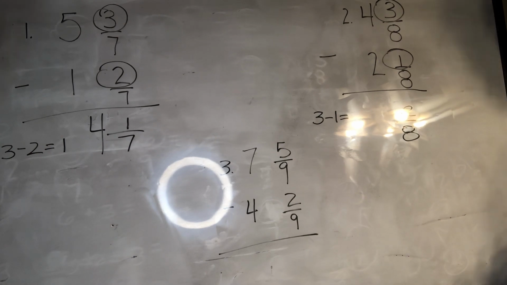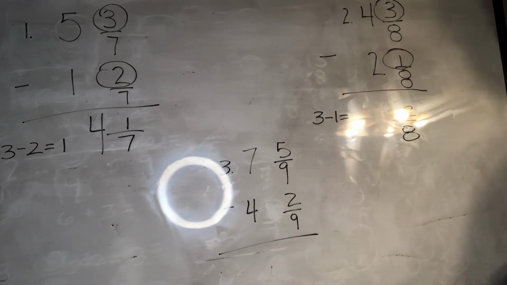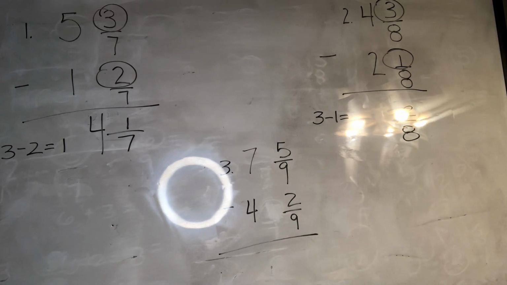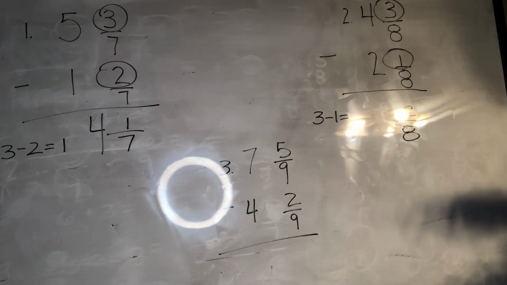Is there anything that you notice about 2 over 8? Improper fraction. Nope. Good try, but no. Look at it again. What else do you notice? Improper fraction means that your numerator would have to be bigger. 2 is not bigger than 8. So it's not an improper fraction. It needs to be reduced. It needs to be simplified, right? Because it's even. That's what you're supposed to notice.